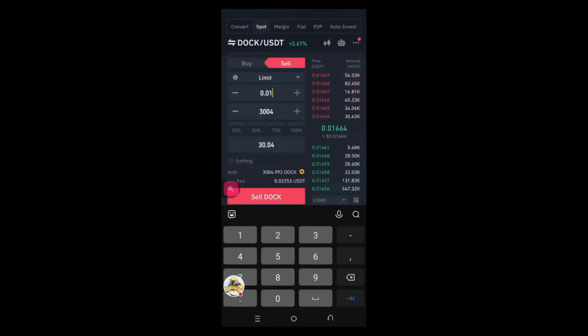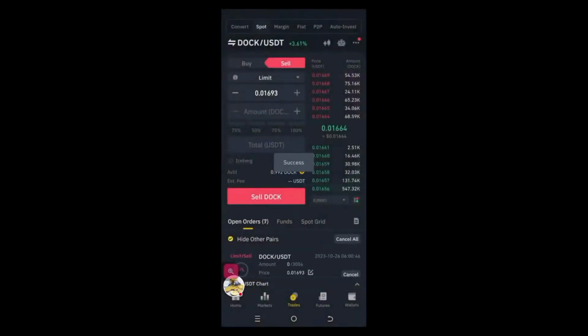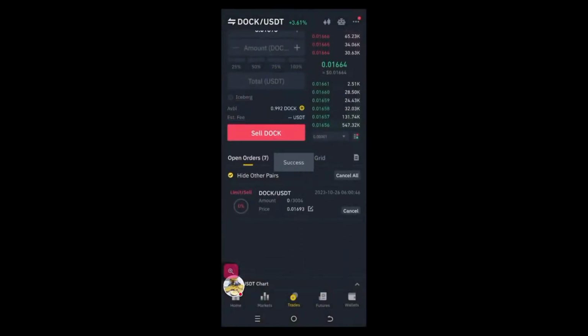So let's put 6.9.1. What's that? It's 9693. I want it to be at least closer to it. All right, let's go for it. So we're currently in the queue right now.